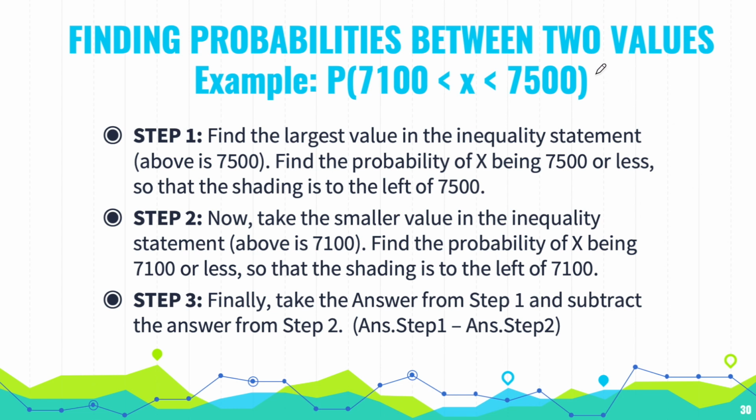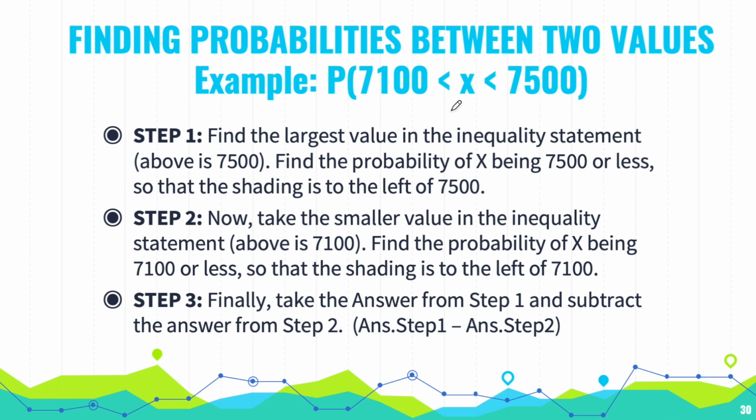So here is one example. Let's say you were challenged to find the probability of x being greater than 7,100 but less than 7,500. This is one way to calculate it, and students have said that this is the easiest one to remember and practice the same way each and every time.